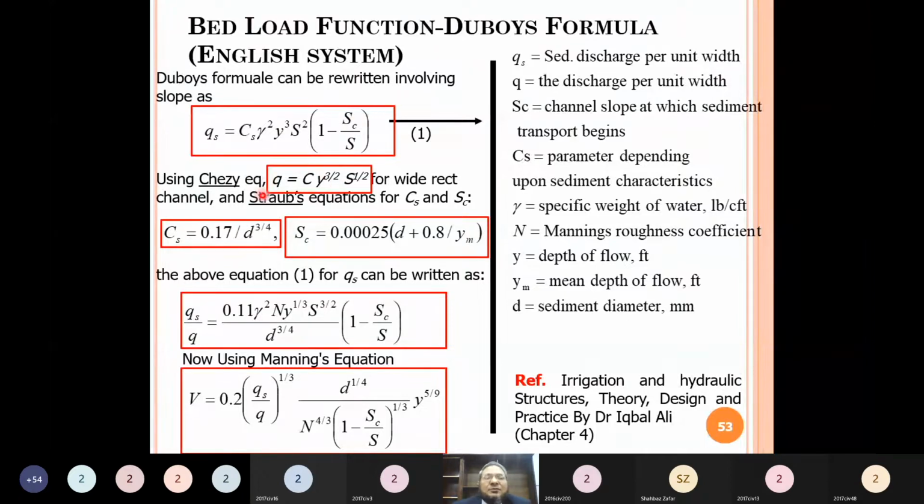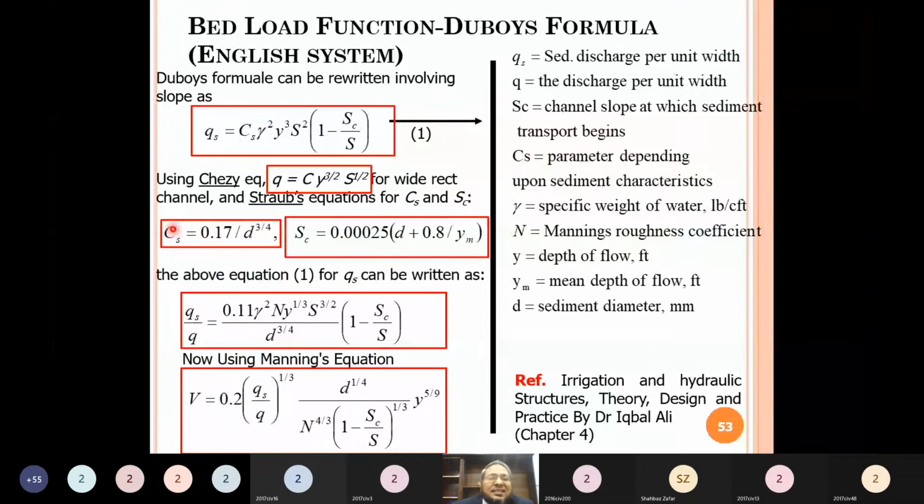Now we can use the Chezy equation. According to the Chezy equation, small q is equal to C y raised to 3 by 2 S raised to 1 by 2. You can easily derive this. The capital Q is area into C root RS, and small q is the discharge per unit width. Here, instead of using hydraulic radius, we have used the depth of flow. We are assuming that the channel is wide.